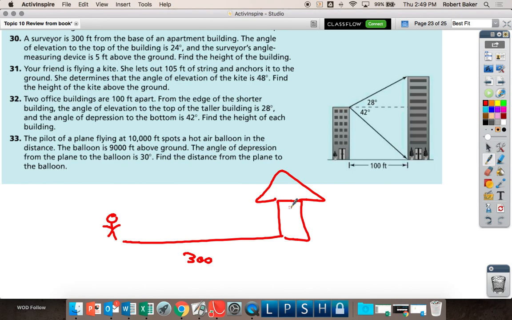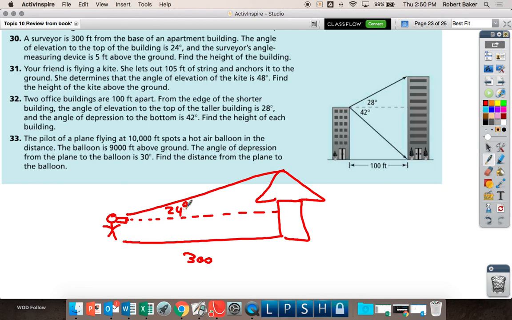The angle of elevation to the top of the building is 24 degrees, and the surveyor's angle measurement device is 5 feet above the ground. So you have his measurement device, his little telescope here, that is 5 feet above the ground. And the angle of elevation from here to here is 24 degrees. It wants to know how tall the building is.